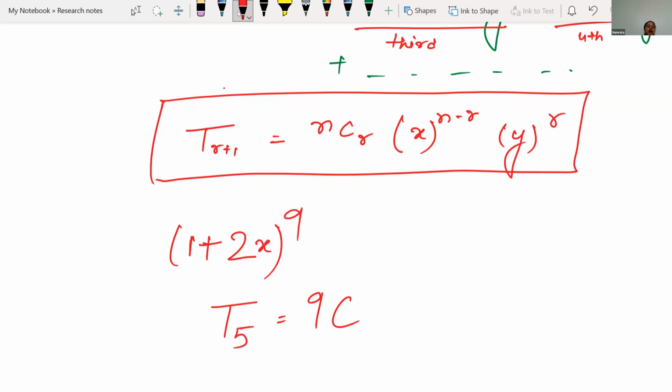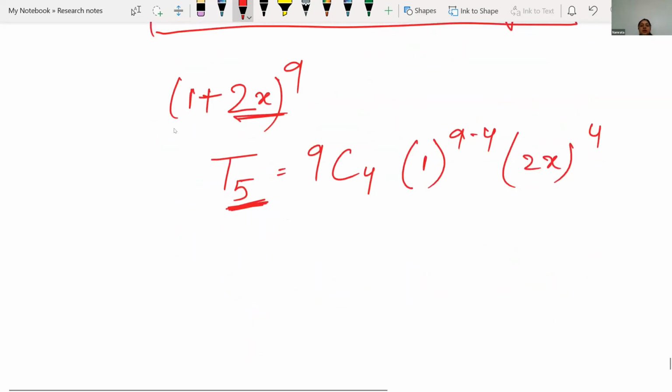nCr. Okay, r has to be one less than this one, right? So the fifth term will be having coefficient 9C4. Are you getting it? Yes, ma'am. Now, your first term, that is 1 to the power 9 minus 4. Your second term, that is 2x to the power only 4. Getting?